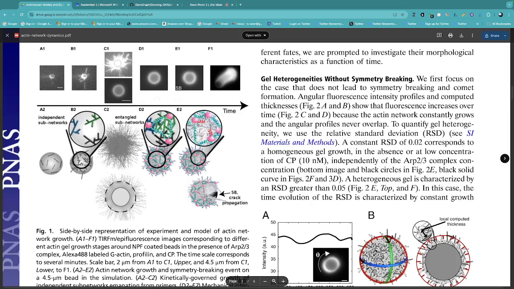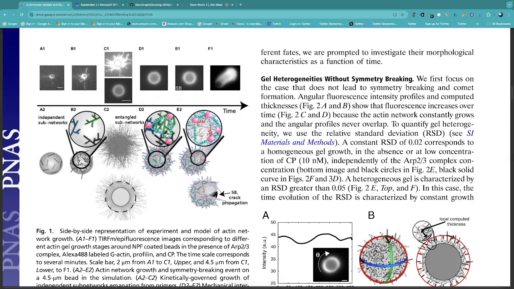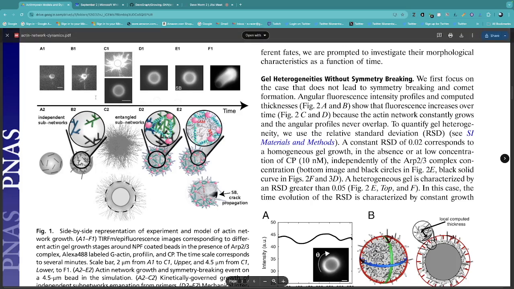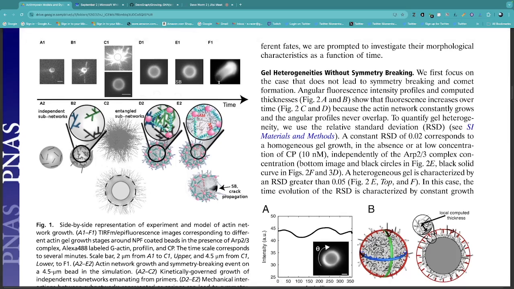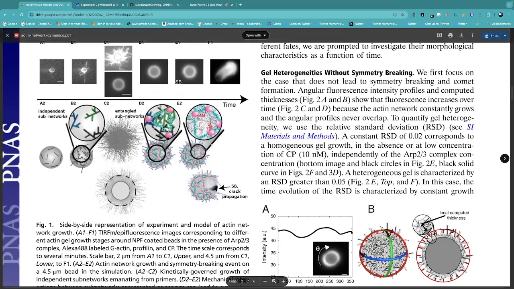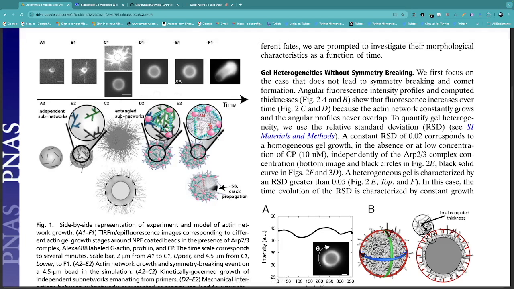form networks. Then you get these entangled subnetworks. So the independent subnetworks start to overlap. You then get this complexity here. You get these forces that are stored, and then you get the force output. So this is from A1 to B1 to C1 to D1 to E1 to F1. These are all epifluorescence images where they show this process. And these are the animations down here to show how this complexity builds up over time.